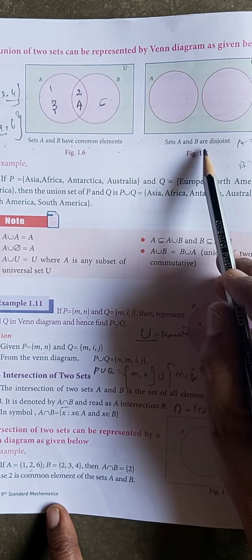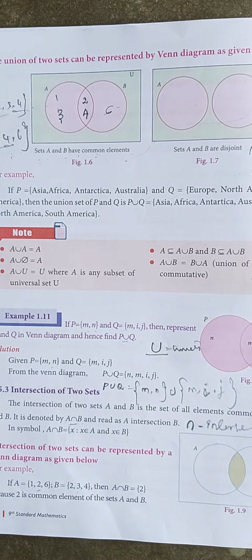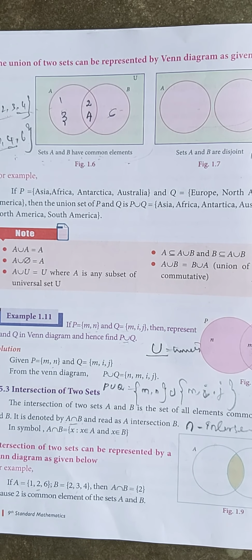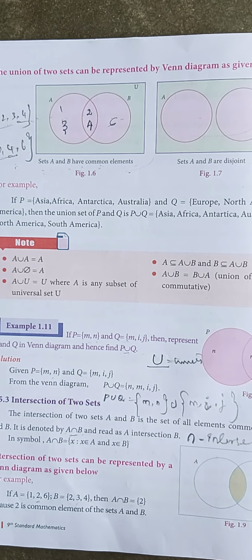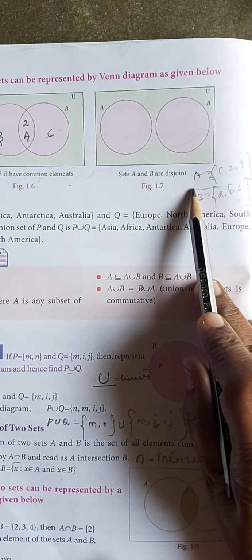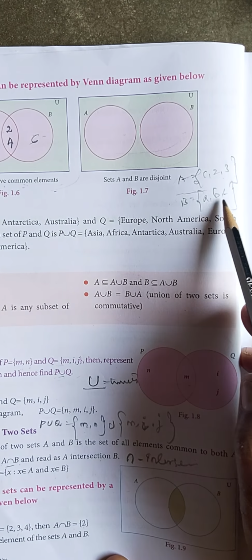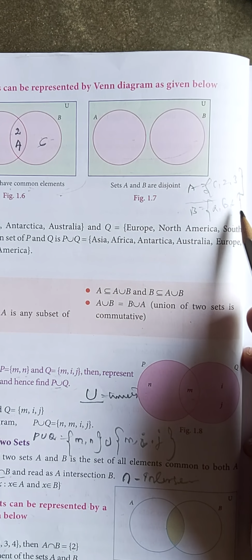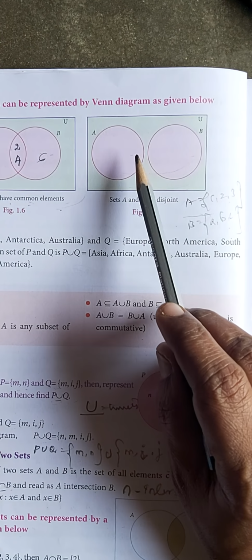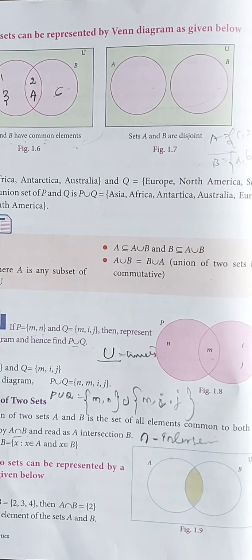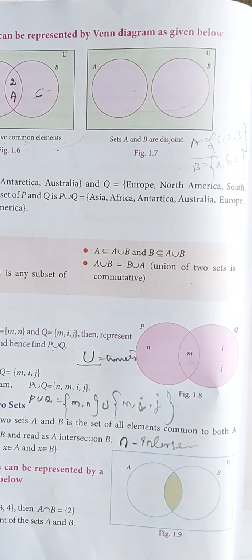Next, sets A and B are disjoint. Disjoint means A and B have no common values; A intersection B has no values. For example, A equal to {1, 2, 3} and B equal to {a, b, c}. Here 1, 2, 3 and here a, b, c have no common values. That is why A and B are disjoint. For disjoint sets, both circles do not intersect, and you draw them separately. That is the union of sets.